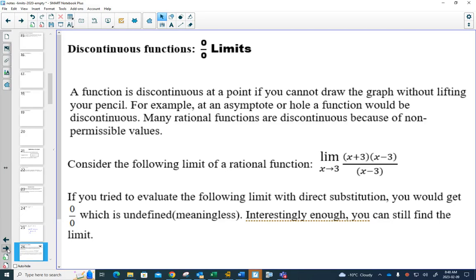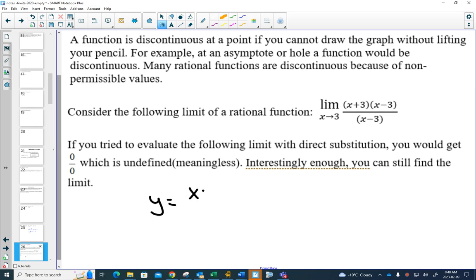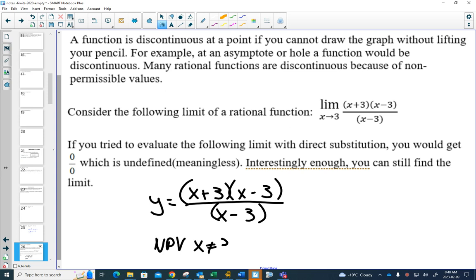What you found is if you were graphing, for example, right, we're going to consider the following rational function. If you tried to plug in 3, you would get 0 on the top and 0 on the bottom. And 0 is a non-permissible value. If you were graphing this from last semester, you would have stated that you have a non-permissible value that x can't equal 3, but this simplifies, and now we get just y equals x plus 3. And that's a straight line, but you still have a non-permissible value at x equals 3.